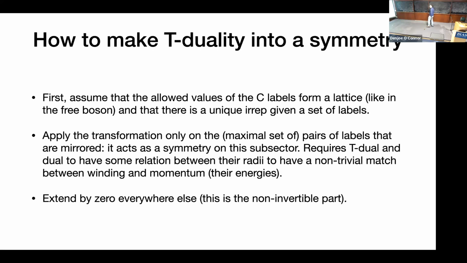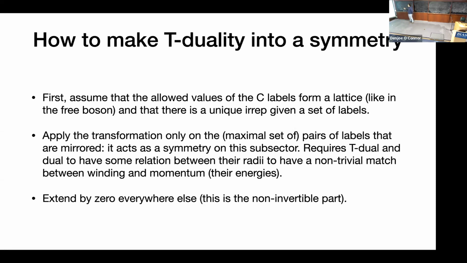So how do you make T-duality into a symmetry? You first assume something about the C labels. So I'm cheap, so I'm going to assume that they're like in the free boson. Basically, given a set of labels, C left, C right, or C even, C odd, there's a unique irreducible representation. I apply the transformation only on the maximal set of pairs of labels that are mirrored. I assume that the C labels are a lattice. And then, how do I make sure that the left movers and the right movers can be mapped? So the left movers and the right movers are mapped in some sense. That tells you that the T-dual and the original theory have some relation between the radii, so some quantizations can pass easily to those. Okay?